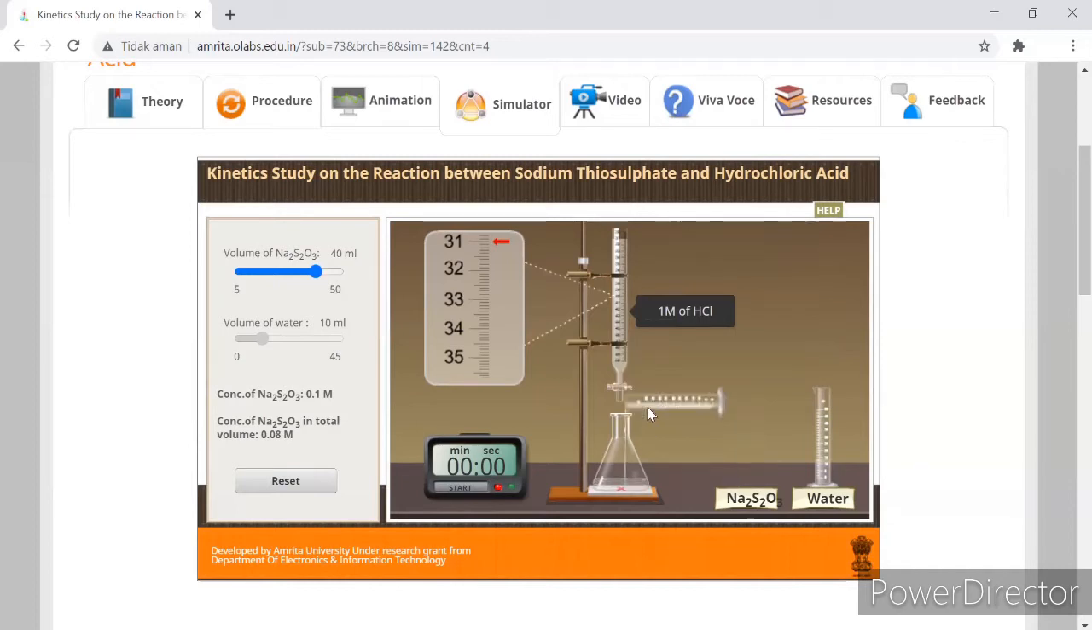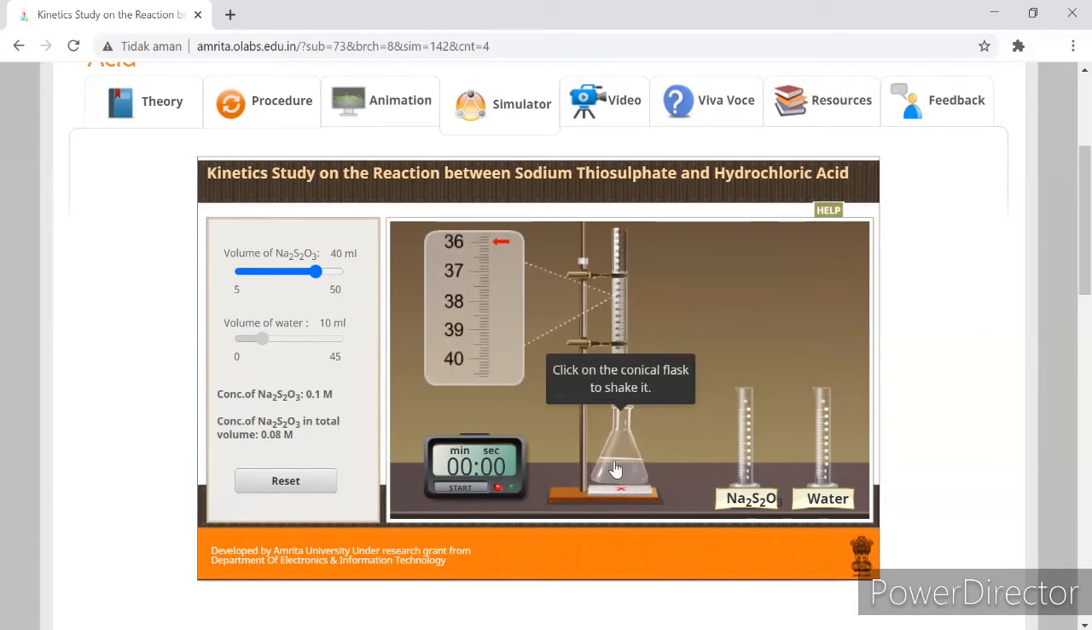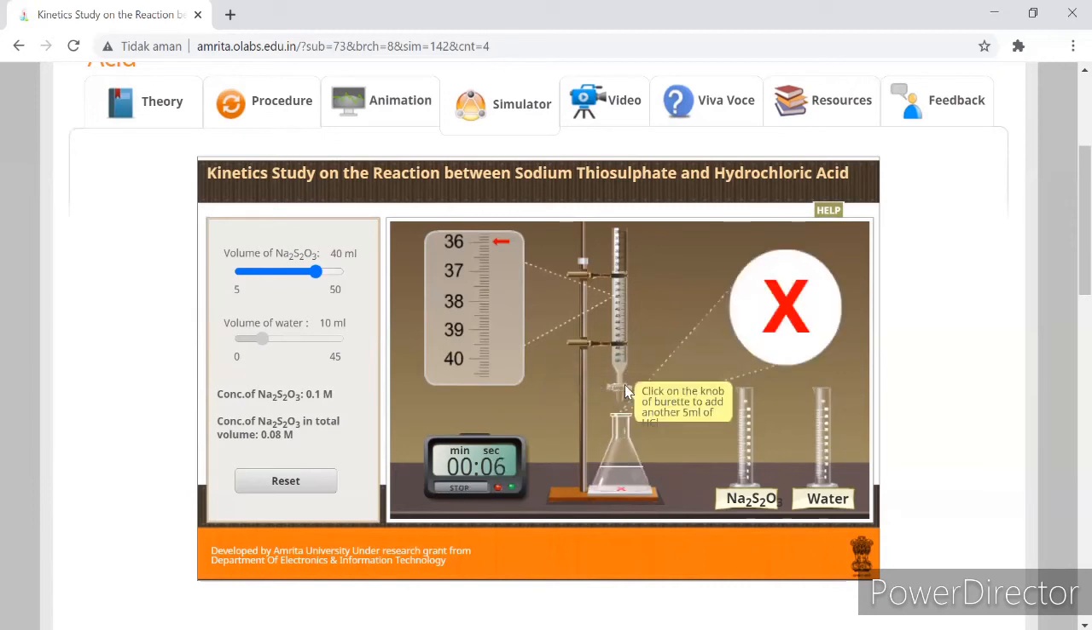Put it again, also the water. Click the stopcock, and then shake the conical flask. Click again. Click the stopcock again to add. So we can see the time, 1:32. Reset.